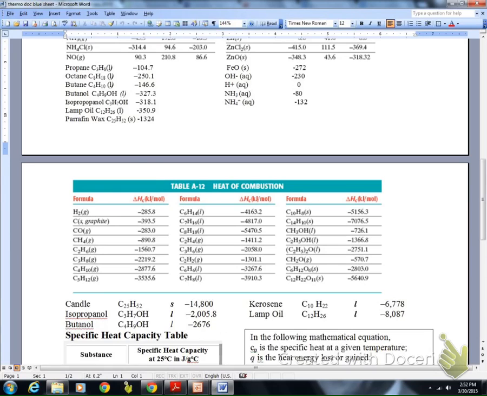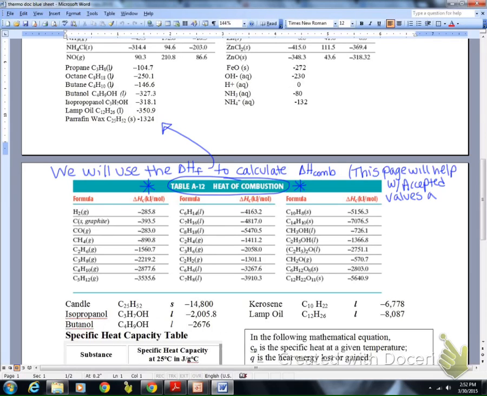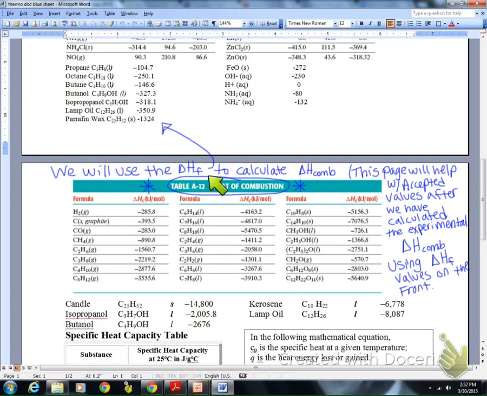So if you look on the back side of your blue sheet, it shows you the heat of combustion values. So we're going to actually use the heat of formation values to calculate the heat of combustion. So this page is going to help us with accepted values after we have calculated the experimental change in H of combustion using the change in H of formation values from the front. This will come in really handy when we do our fuels lab.